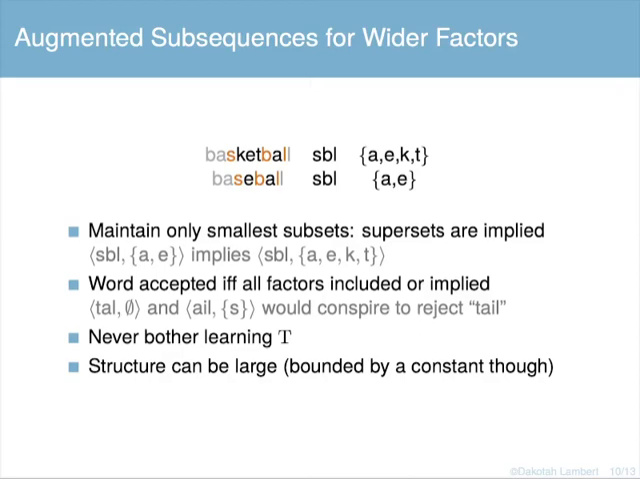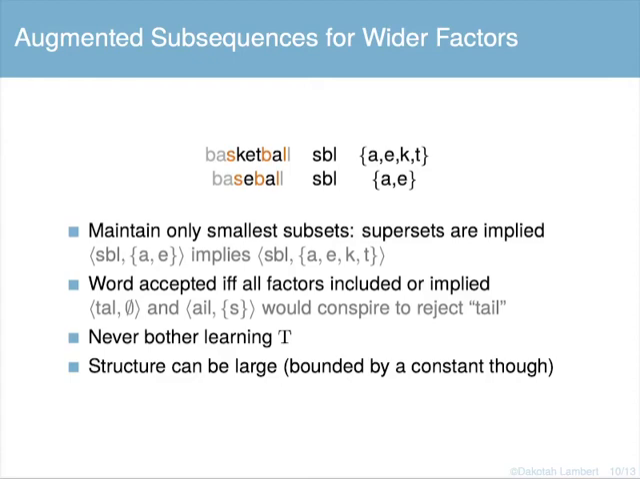For instance, we might see TAL with no interveners, and you would think, okay, well, by this logic, that would accept the word tail because it has TAL with an I intervener, a superset of the empty set. But if the grammar has AIL intervened only by S, that is, specifically it doesn't contain AIL intervened by the empty set, then the AIL with no interveners here is not included or implied by that, and so these would conspire to reject this word tail.